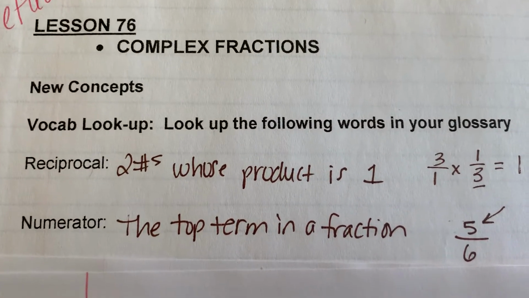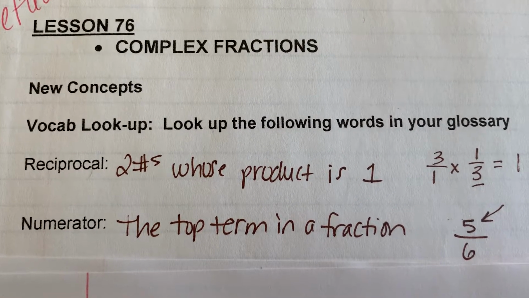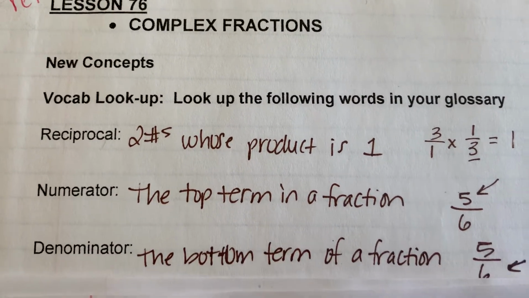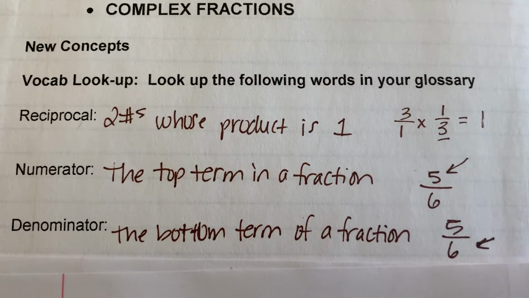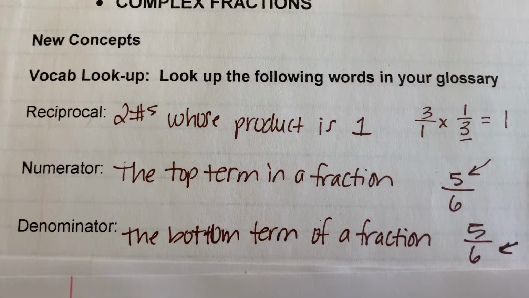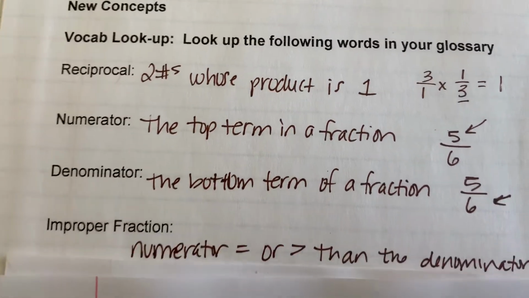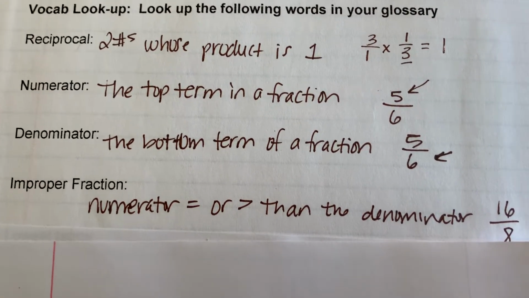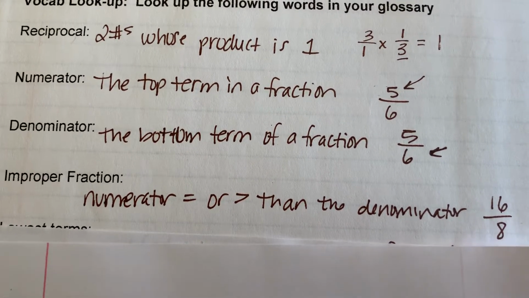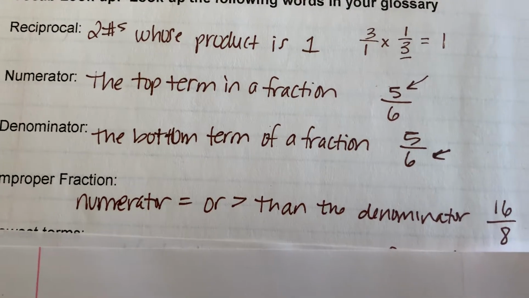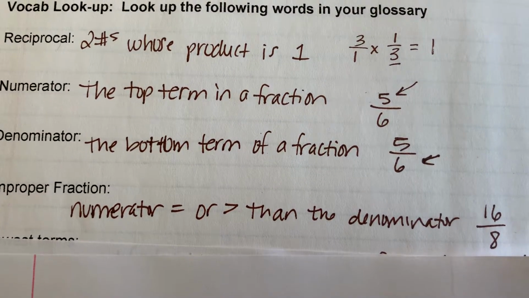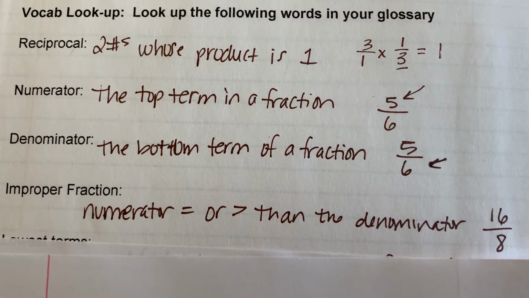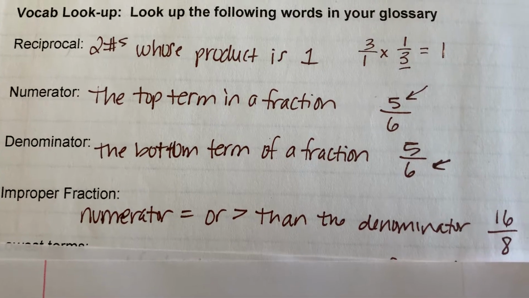Numerator is always the top term in a fraction. Okay, so in a fraction we talk about the numerator. Denominator, the bottom number of the fraction. Okay, an improper fraction is where the numerator is equal to or greater than the denominator. So in this instance, 16 is the numerator, 8 is the denominator. That's an improper fraction. The top number is bigger. If it was 8 over 8, it would still be an improper fraction.